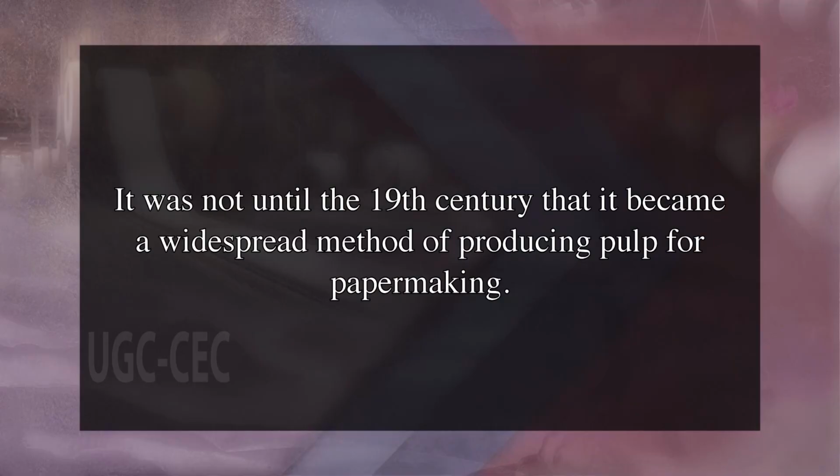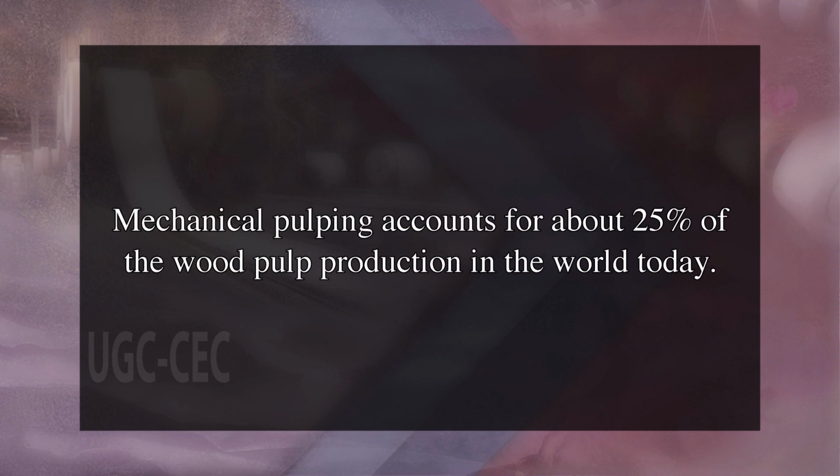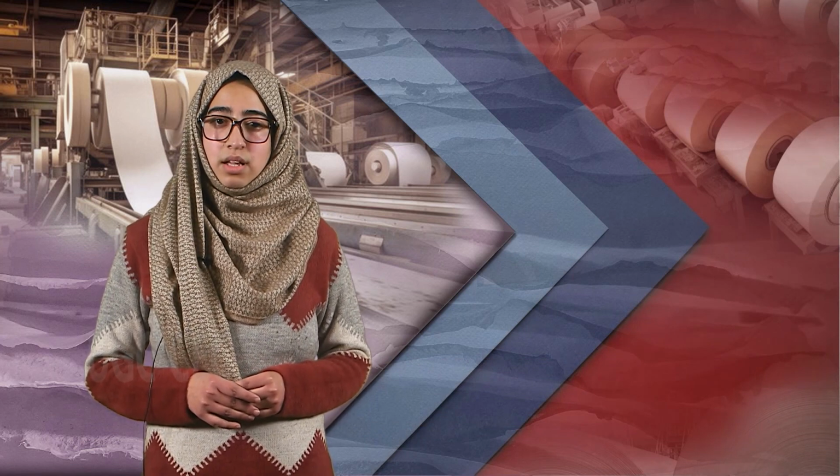This process has been in use for centuries, with evidence of its use dating back to the 16th century. However, it was not until the 19th century that it became a widespread method of producing pulp for paper making. Mechanical pulping accounts for about 25% of wood pulp production in the world today. This volume is expected to increase in the future as raw materials become more difficult to obtain. Mechanical pulping, with its high yield, is viewed as a way to extend these resources. However, this method is energy intensive and yields paper with lower strength than chemical pulps.